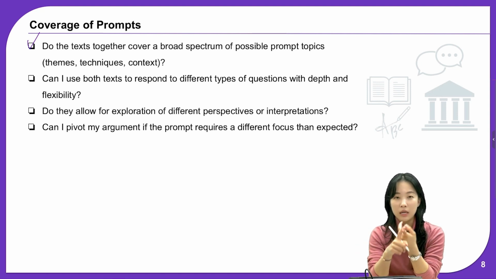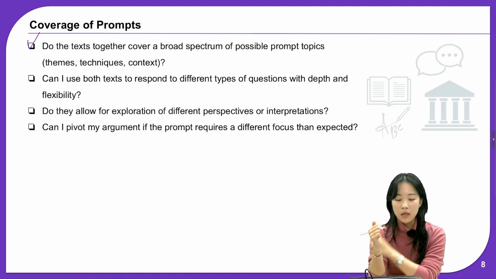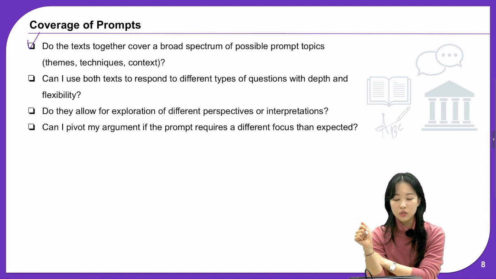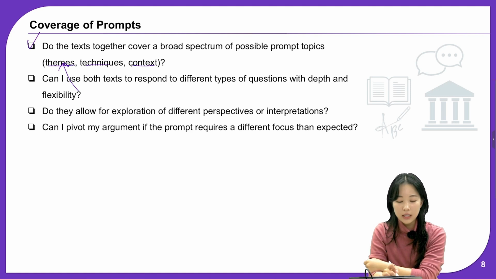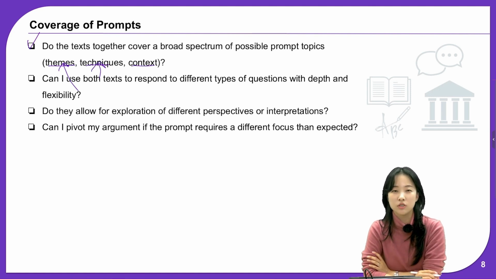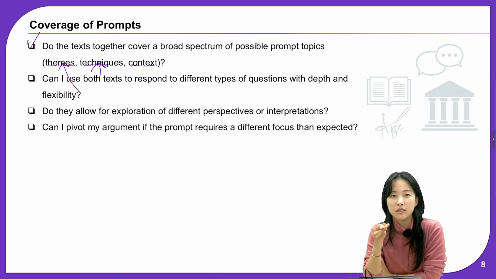Maybe one has a big emphasis on context, and then the other has a super big emphasis on themes. If that's the case, you might not want to use it as a set, right? Can I use both texts to respond to different types of questions with depth and flexibility, okay? So let's say it kind of all fits here, but depth, super different. If you can talk about theme in real deep depth, right? But then for a question about technique, it's not that deep, or there's not really much to say, and there's an imbalance of the 2 texts, then it's probably not a good balance, right? So avoid using it. But let's say that also got a check mark, right?